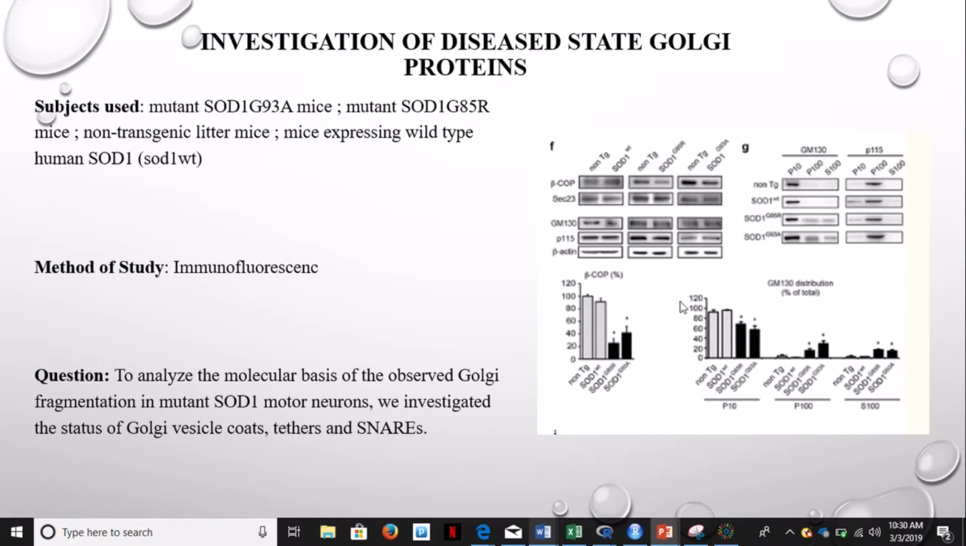And then they found that the GM130, here you can see that from the non-transgenic, it loses its signal here. It's faint in the SOD1 versus non-transgenic, and the GM130 is fairly equal here. But then they fragmented different fractions here. These P10, P100, and S100 are different fractions.